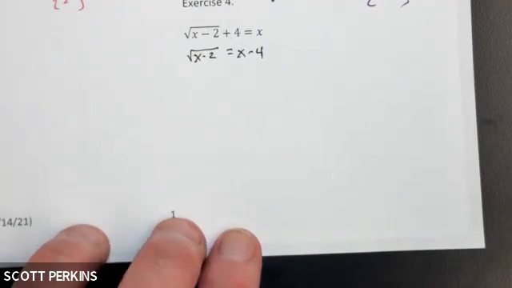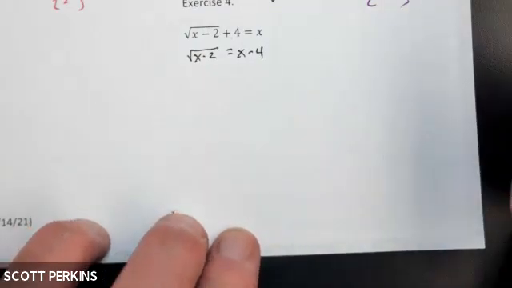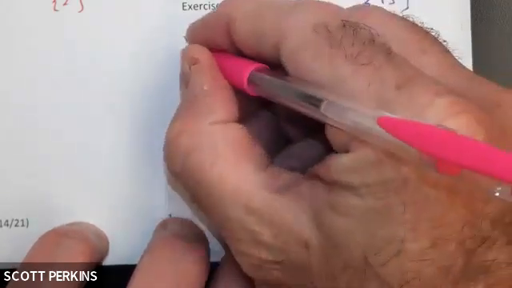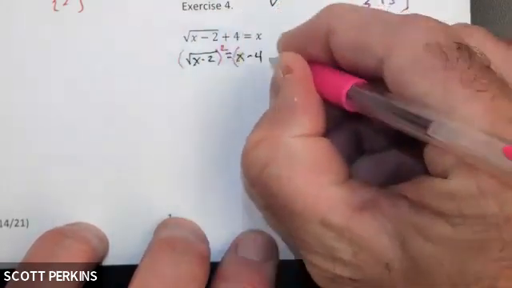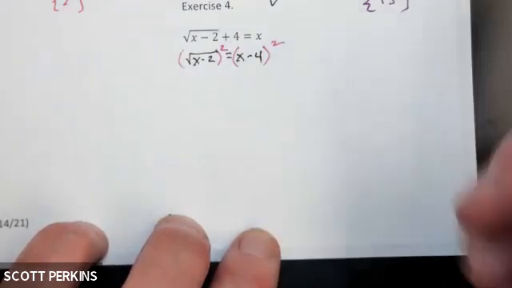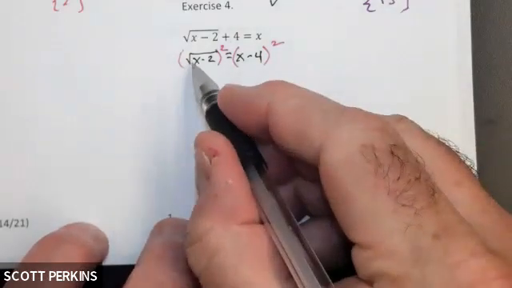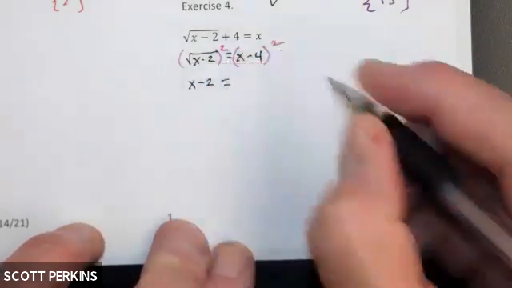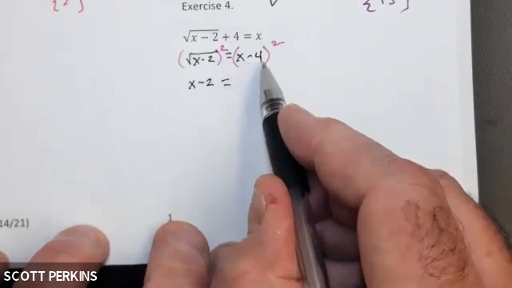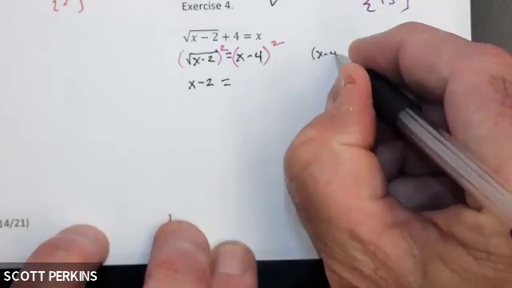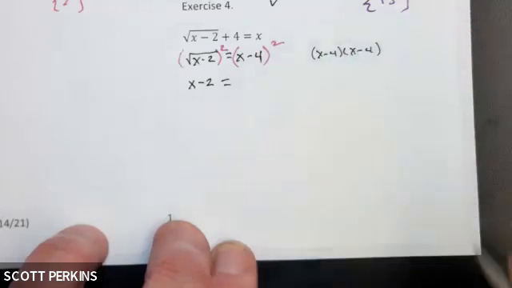Okay, pretty sure that step's not going to cause anybody any trouble. You've been doing that since middle school. Next thing I'm going to do is square both sides. So squaring the left, and then I'm going to square the right. This is kind of one of the key points. When I square the left, the square root of x minus 2 squared, you should be looking at x minus 2. On the right, I don't have a square root, so I actually have to go about the business of multiplying those together. So x minus 4 times x minus 4.